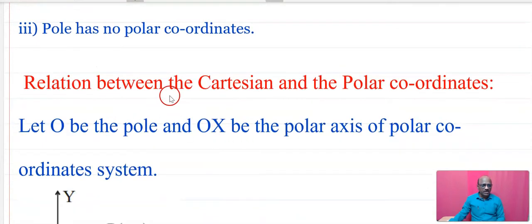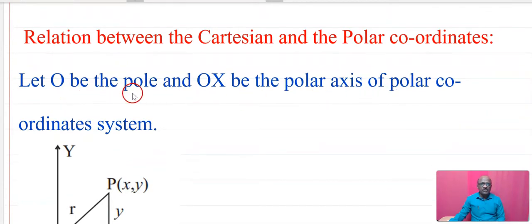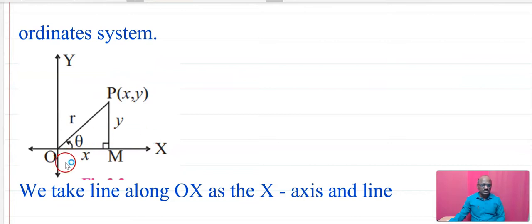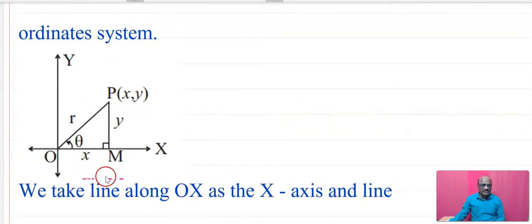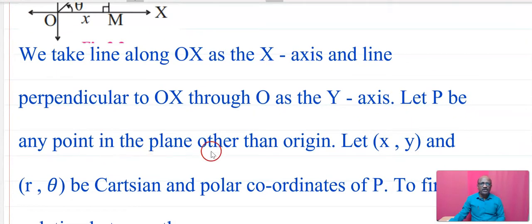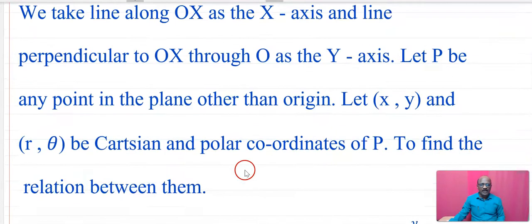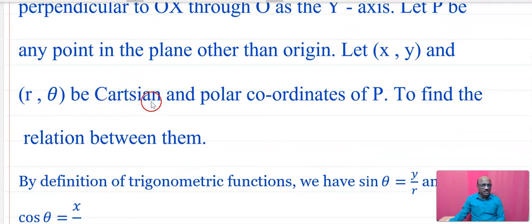Now the relation between the Cartesian and the polar coordinates. Let O be the pole and OX be the polar axis of the polar coordinate system. Here we take line OX as the x-axis and the line perpendicular to x through O as the y-axis. Let P be any point in a plane other than O. Let x, y and r, theta be the Cartesian and the polar coordinates of P.